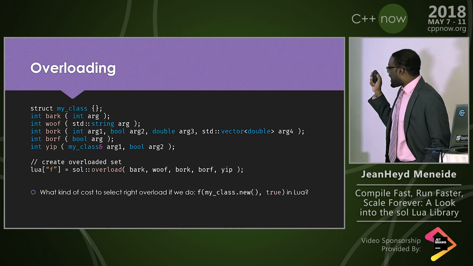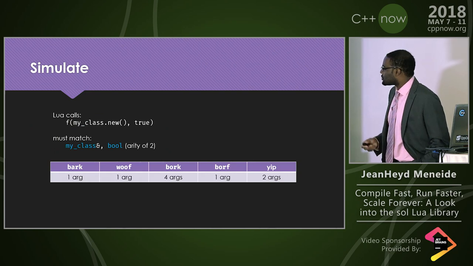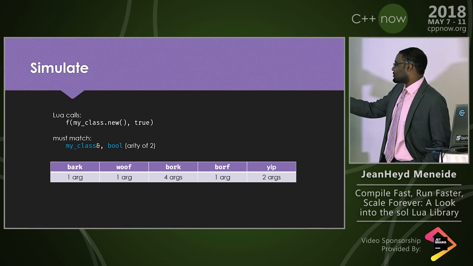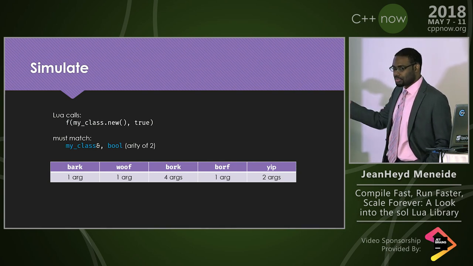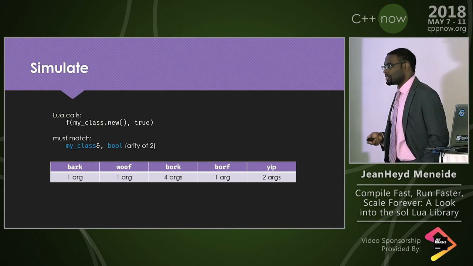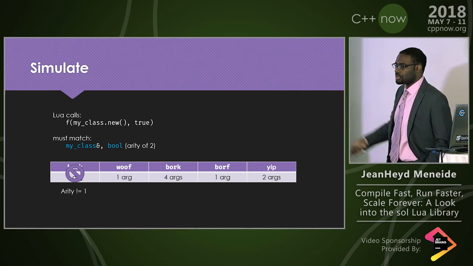So I came up with something that is not the fastest. I know there's faster, but we're going to simulate this. So they call f with my_class.new and true, and it must match my_class reference and bool, and it has an arity of 2. This is what I have to work with. So first up, we're just going to do a linear scan. Bark, it's got an arity of 1. You know, this isn't what we want.